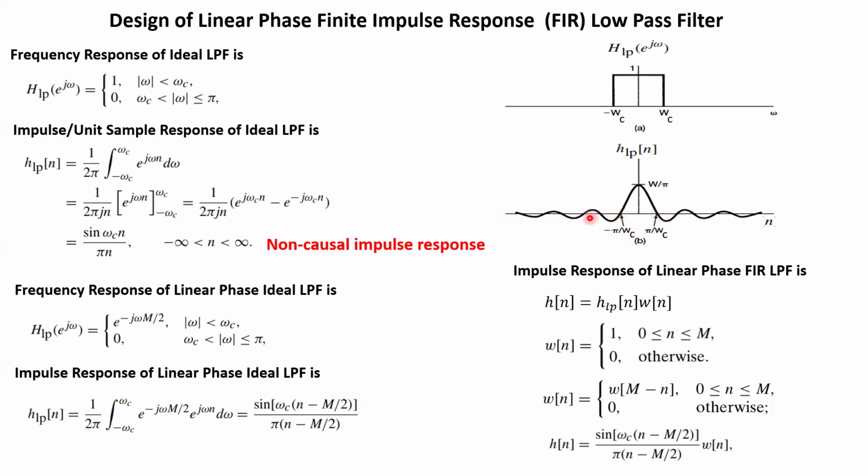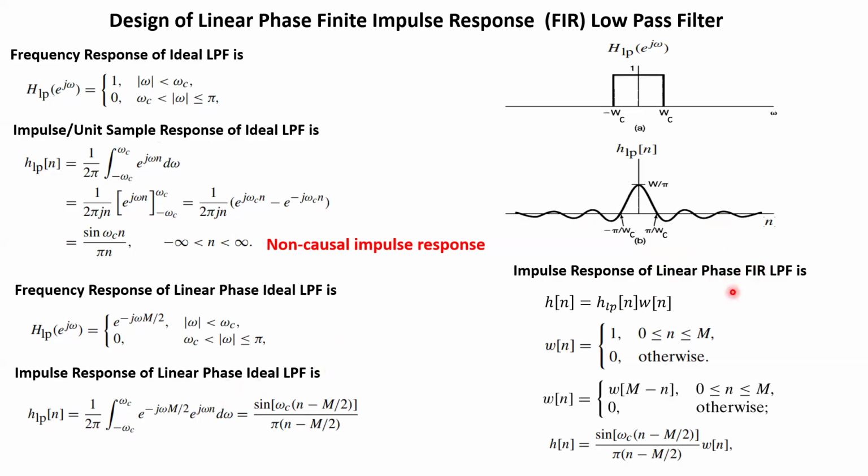So we have to completely truncate the negative part so that it will become the causal frequency response. And again, we have to make it finite by multiplying it with a particular window, which has a finite length. Okay. So what we can do is we can have the impulse response of a linear phase FIR filter, okay? Because here it is an IIR filter.